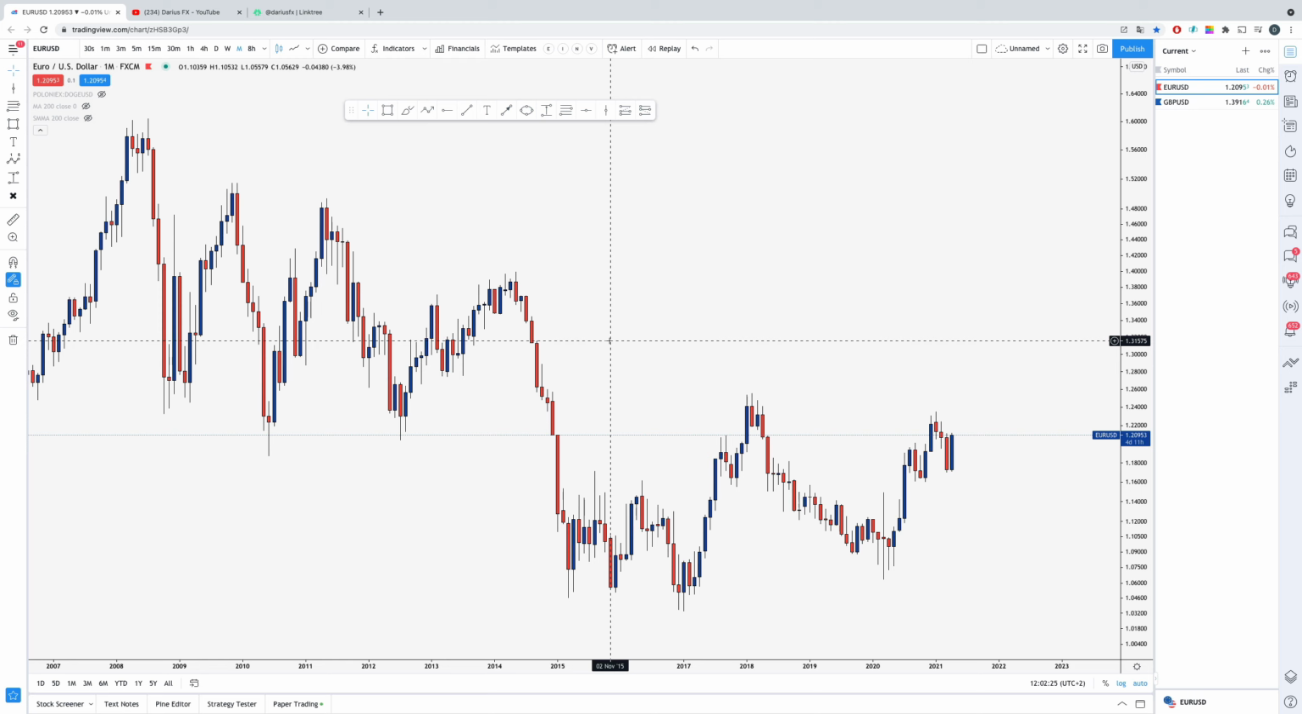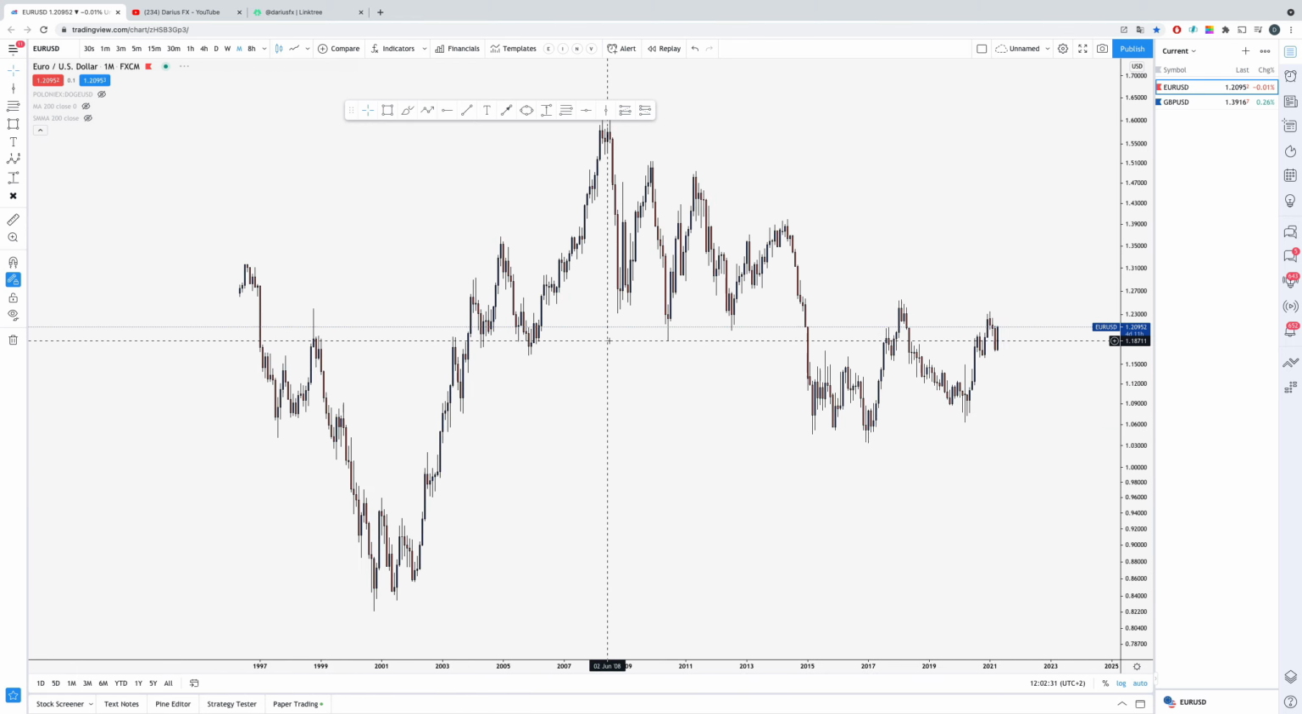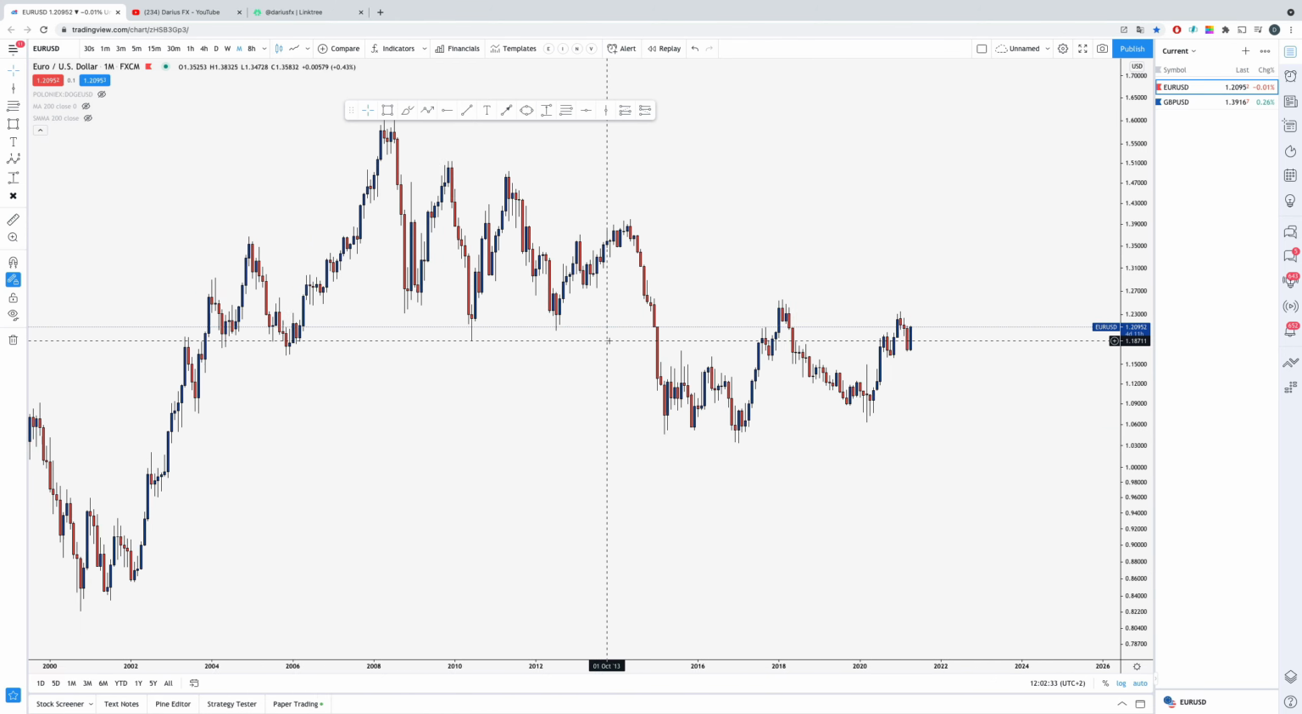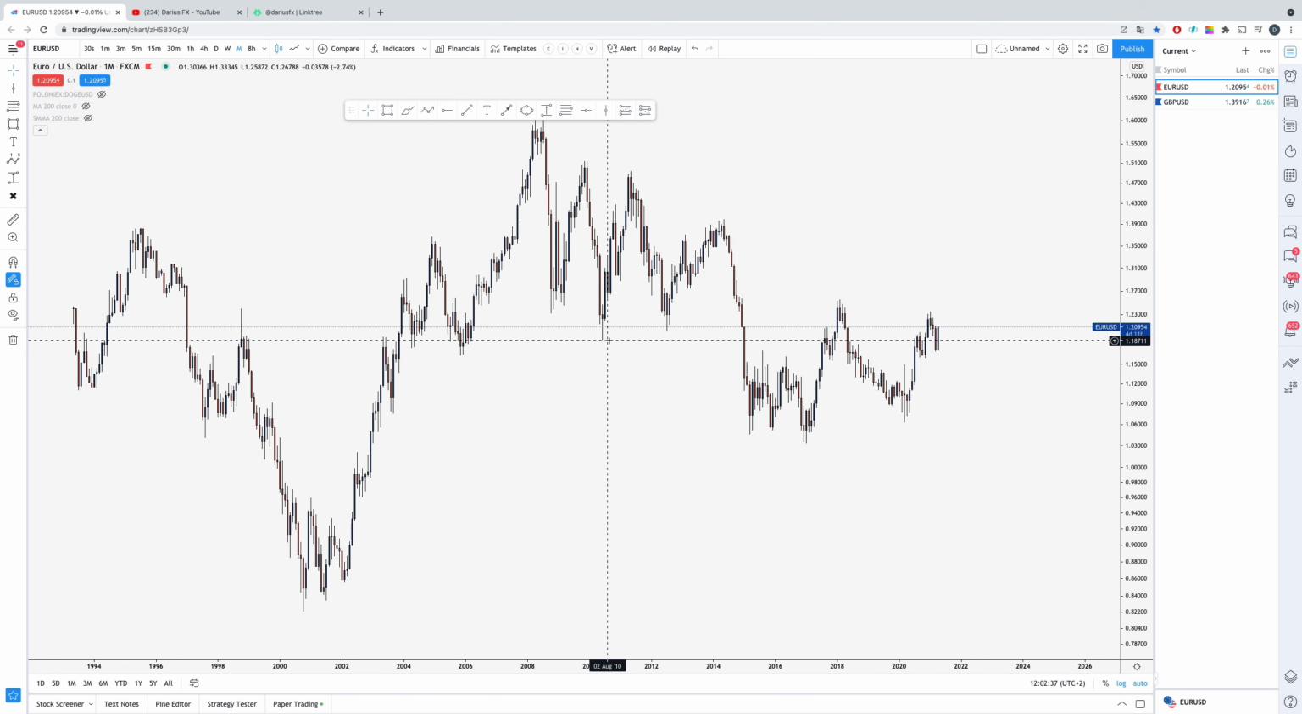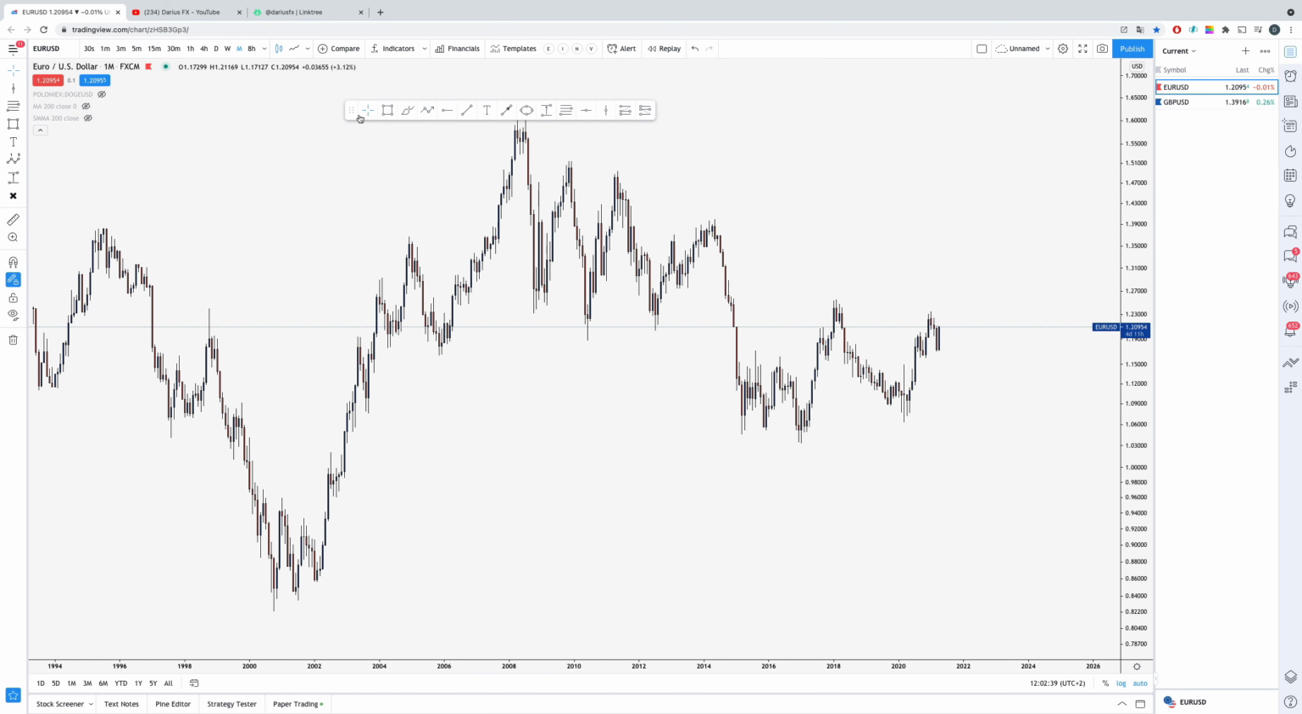Now, I'm going to start off with the EURUSD. And what we can see over here from the monthly perspective, I'm going to make a full breakdown analysis showing you what kind of market structure we have and what we can expect from it.